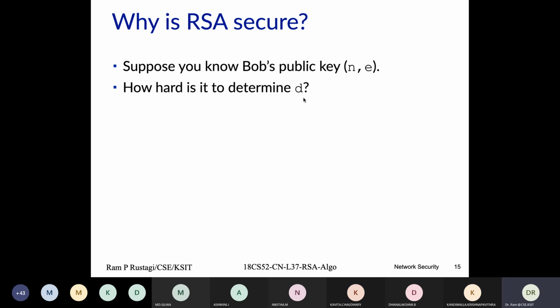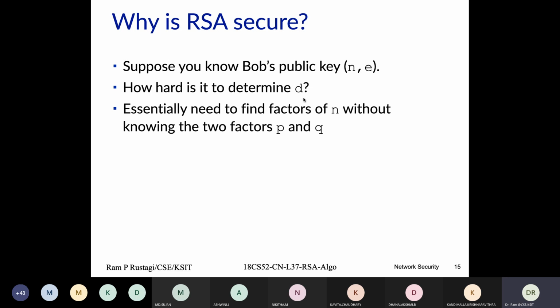How hard is it to determine d? That basically means you need to find the factors of n. Remember, when you choose the numbers p and q, they're very large numbers, more than 1024 bits. So when you multiply the prime numbers, n would be 2048 bits, and finding the factors of n without knowing the two factors p and q is a really hard problem, even with today's superpower computing.